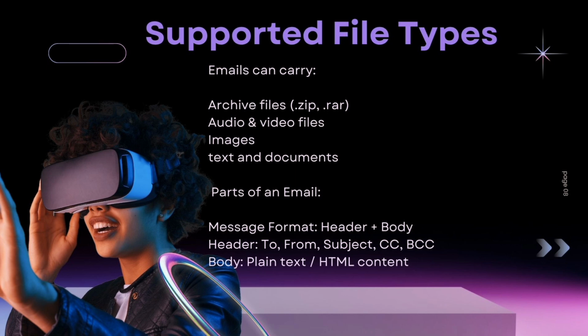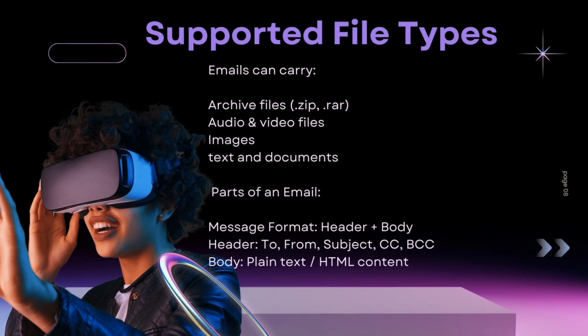So what are the parts of an email? An email has two main parts, the message format and the message body. The message format includes the header and body. The header has fields like To, From, Subject, CC and BCC. The body contains the actual content, which can be plain text or HTML.